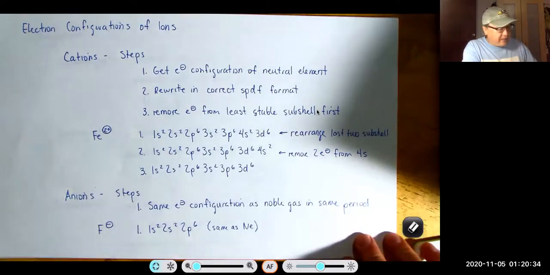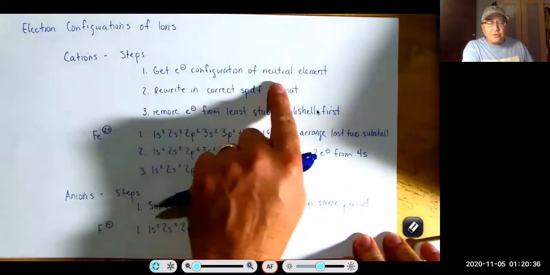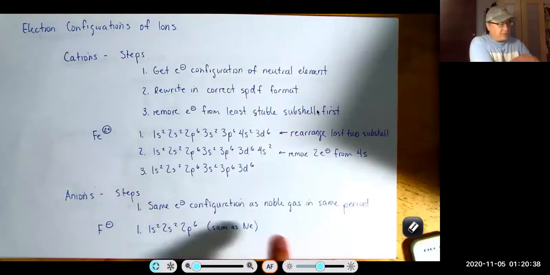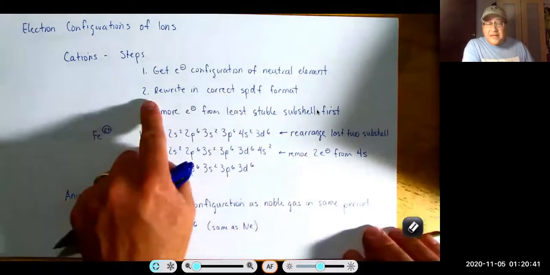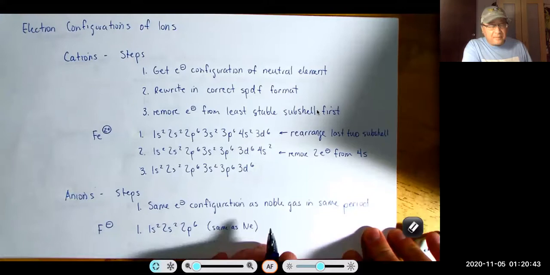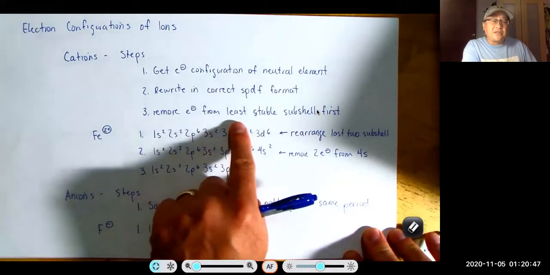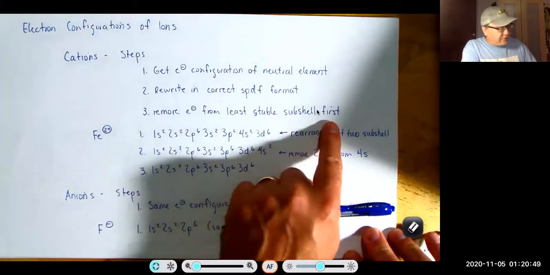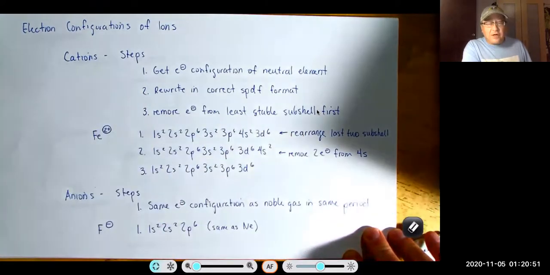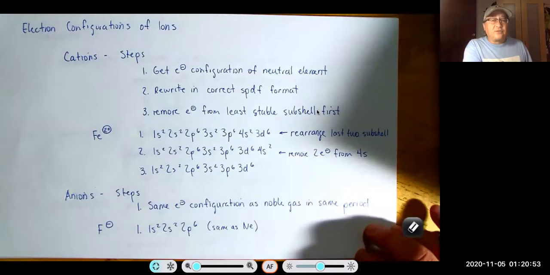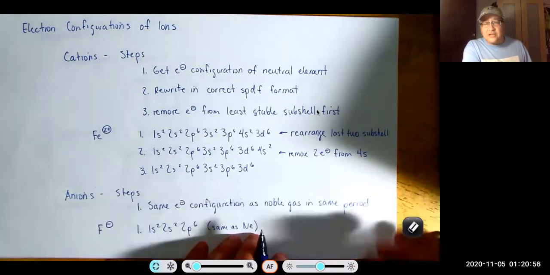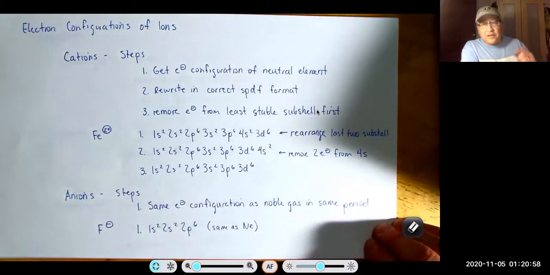Number one, get the electron configuration of the neutral element. Number two, rewrite in correct SPDF format. Number three, remove the electron from the least stable subshell first until you get the charge that you're looking for. Remember, for a cation, you have to remove electrons. So a cation charge of +1, you remove 1 electron. For a cation charge of +2, you remove 2 electrons.